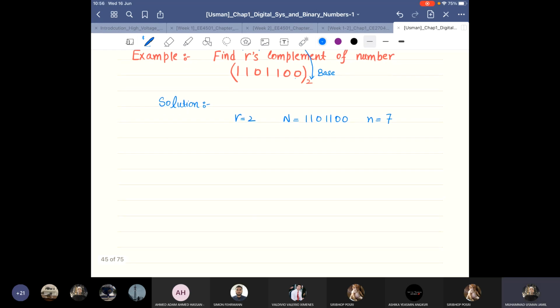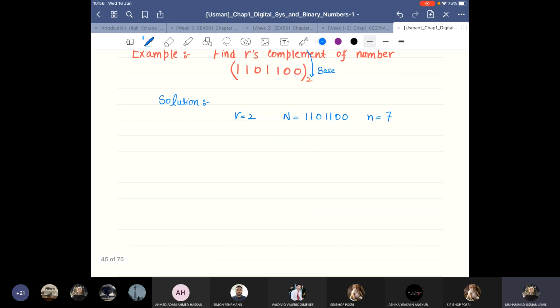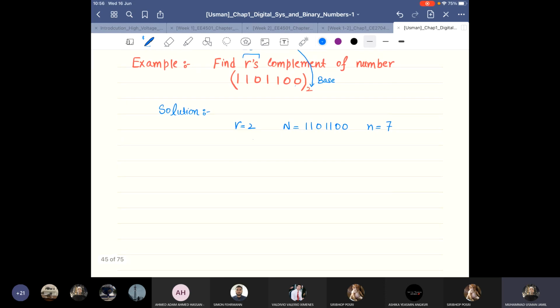Okay, now put in the formula. What is the formula for r's complement? The formula is r to the power n minus capital N. So now put here, what is our R? Our R is now 2, and n is 7, minus N.